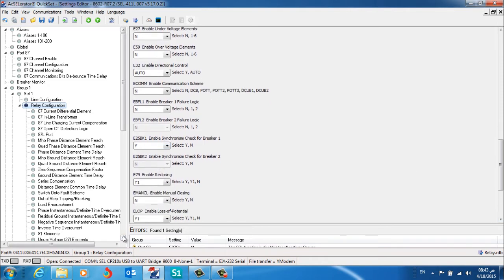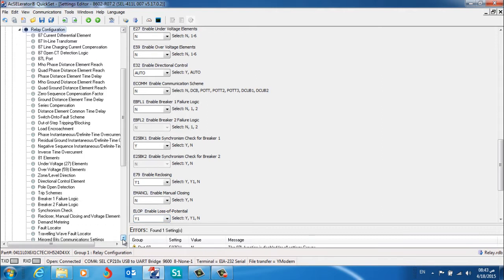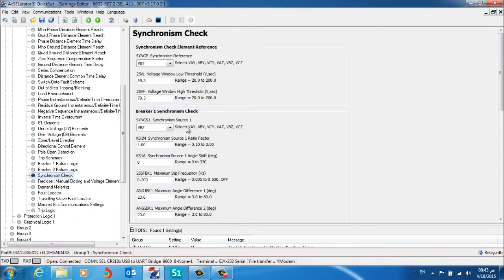Go to the synchro check setting command. I closed all things, only synchro check and auto closer I make open. Okay, enable. I go to synchro check this one. Okay, what I select, which is B. I want B for Y.